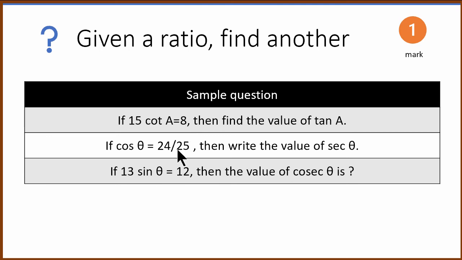The second question says, if cos theta is 24 by 25, find the value of secant theta. Again, using the relationship between secant and cos, you can find the answer here. The third one is, if 13 secant theta equals 12, then the value of cosecant theta is. Again, using the relationship between cosecant and sine, you can find the value of cosecant theta.